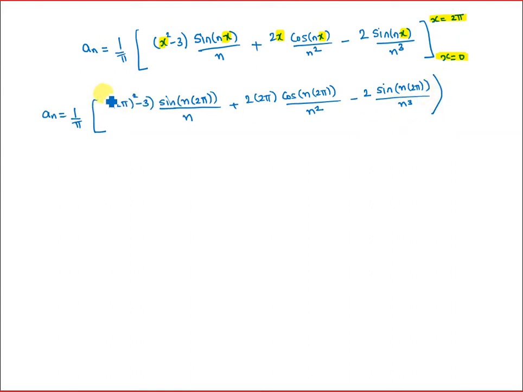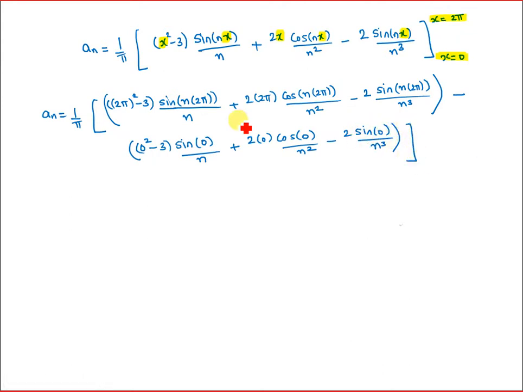minus, replace x by 0. 0 power 2 minus 3 sine of n times 0 divided by n plus 2 times 0 cosine of 0 over n squared minus 2 sine of 0 over n power 3. These are the terms when x is equal to 2 pi, and this is the term at x is equal to 0. This term from here to here.